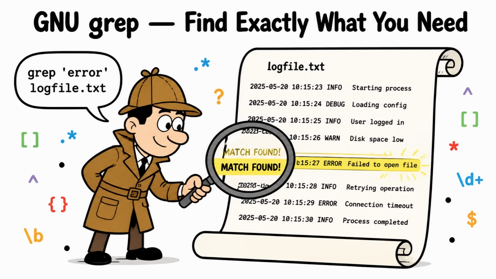Now let's talk about one of the most powerful pattern matching tools ever made: GNU Grep. Grep stands for Global Regular Expression Print. Here's what it does. You give it a pattern and a file, and it hunts through every single line of that file to find matches. Imagine you have a massive log file with 10,000 lines. You want to find every line that contains the word error. Just type grep error logfile.txt and boom, only the matching lines appear. It's like a super smart search engine for your text files. Programmers and sysadmins use it constantly.